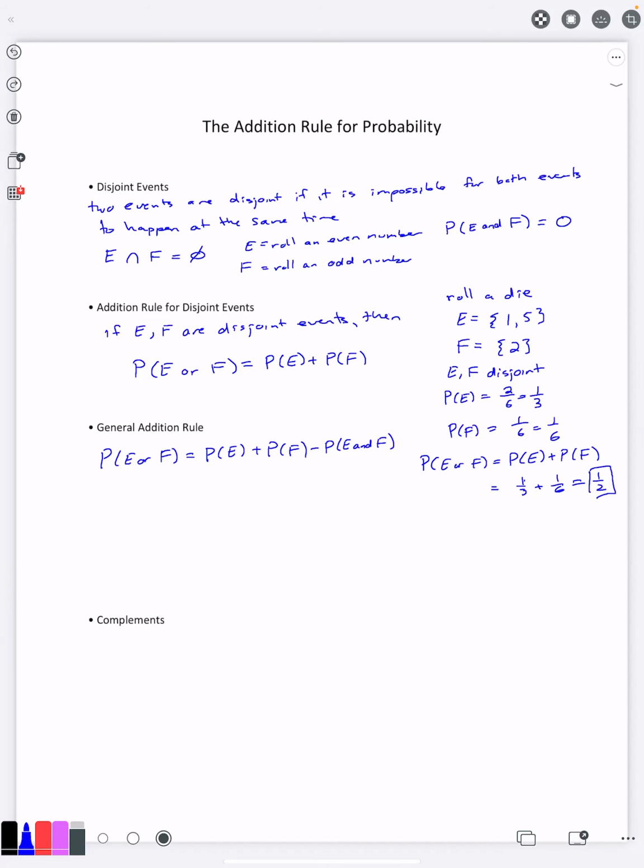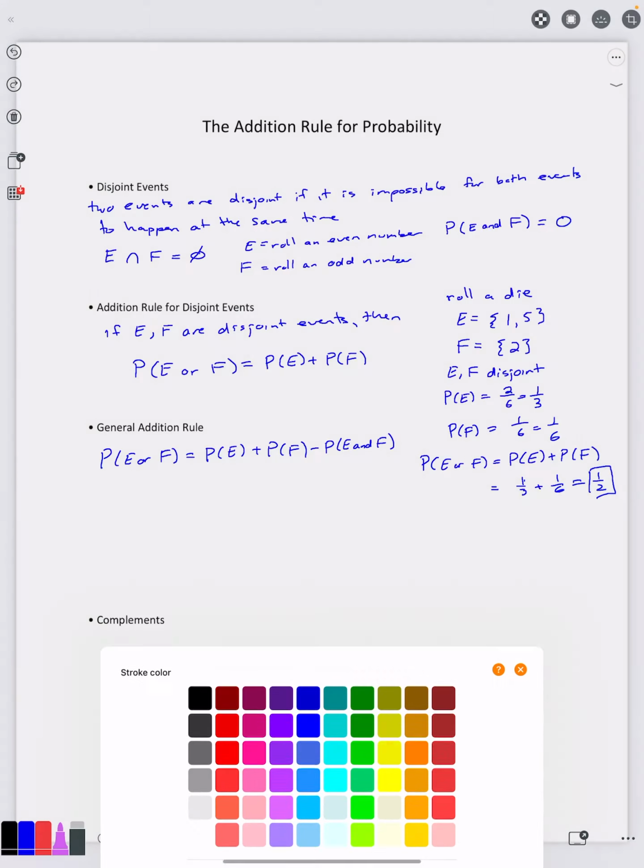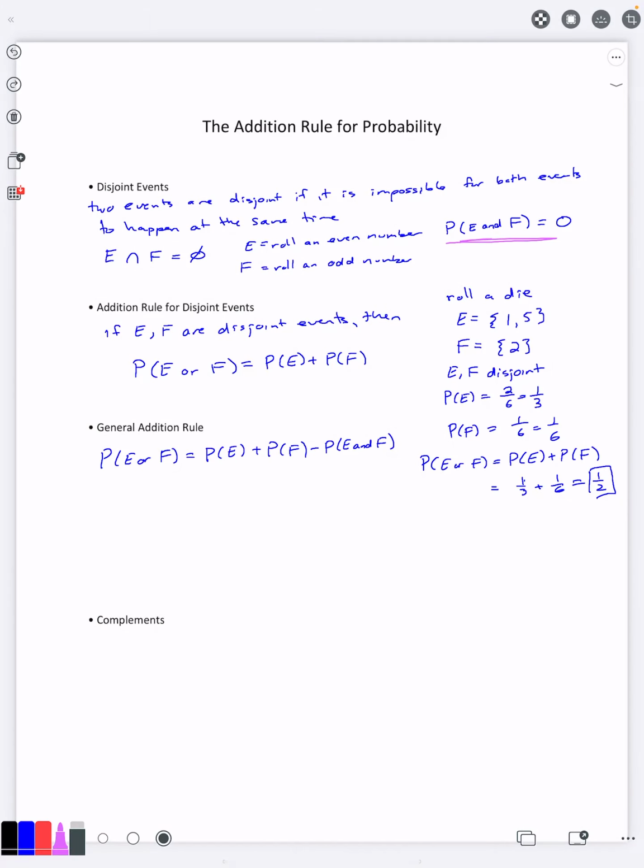Now notice that if they had actually been disjoint, then this last term would have been 0 and it would be gone from the equation. That's why the first addition rule looks very similar to the second one, because if you just drop off the term that is 0, you get the first rule. Now, the general addition rule is something that we will definitely use more often than the other addition rule, because events in general are not going to be disjoint. Quite often they're going to be not disjoint.